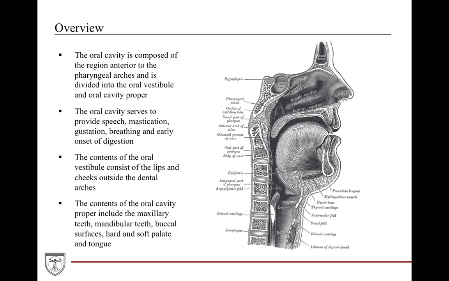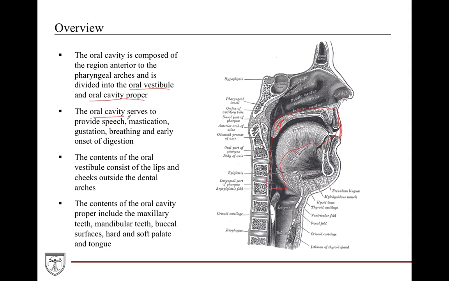So the oral cavity is a very unique area in the anatomy because it has a lot of different functions. It is composed in the region anterior to the pharyngeal arches, so the arches would be here, and it's considered to be posterior to the lips. The lips are here, and it's confined in this region over to the right. So it's often divided up into two different areas, the oral vestibule and the oral cavity proper.